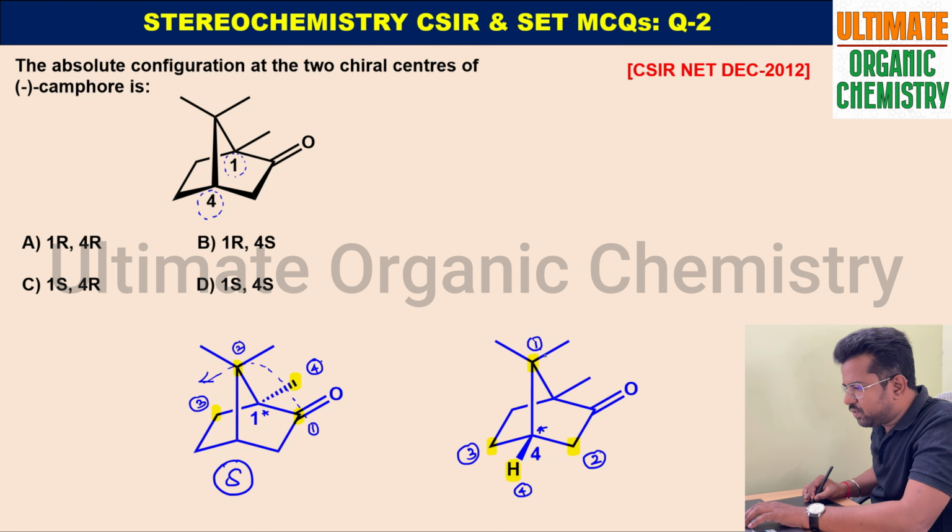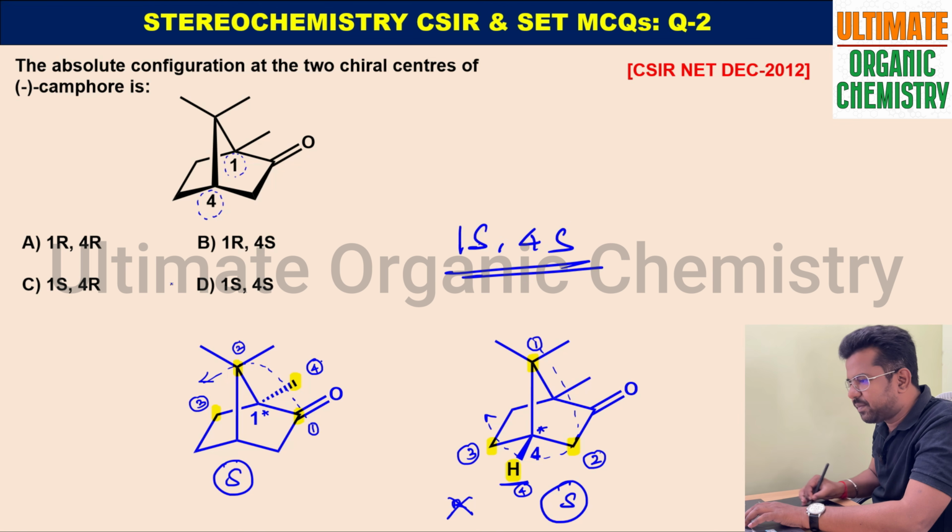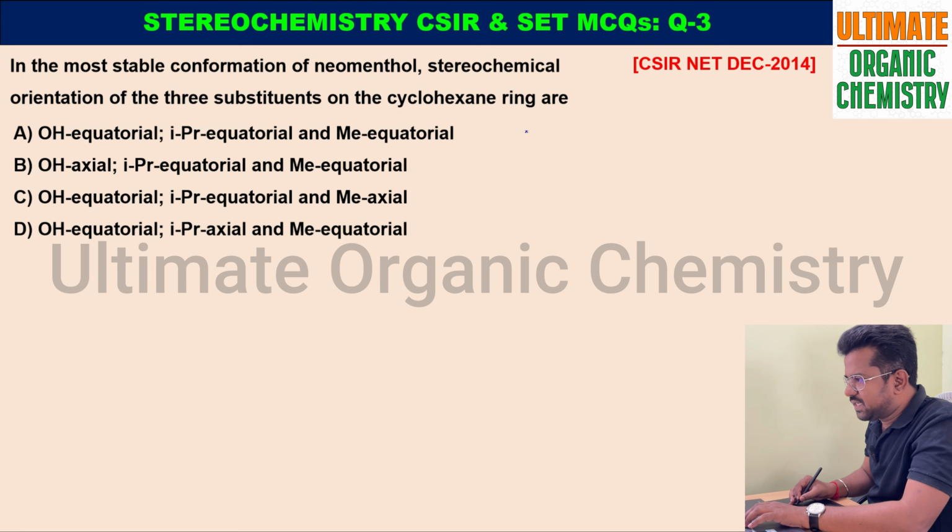Right, so now the 1, 2, 3 groups are arranged in clockwise direction. So the configuration is supposed to be R, but the least priority hydrogen atom is facing towards us. So that means this has to be struck out and you need to give the opposite configuration, that is S. So 1S, 4S is the right answer. That means option D.